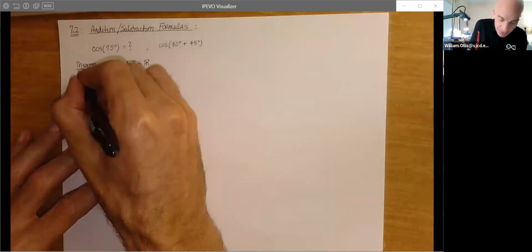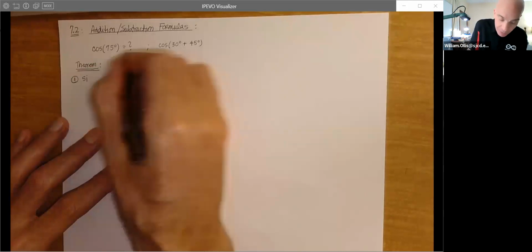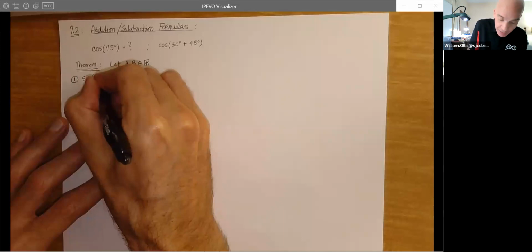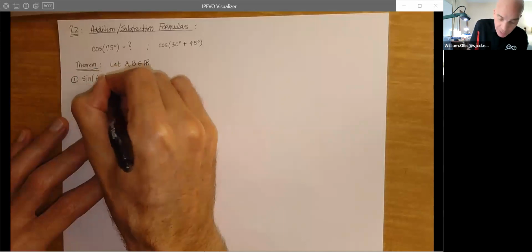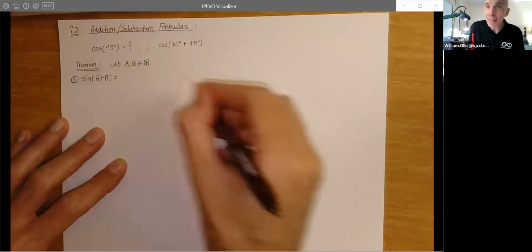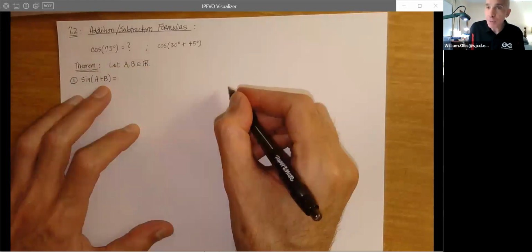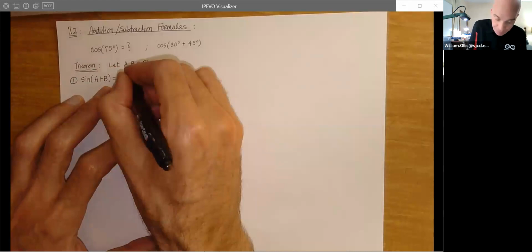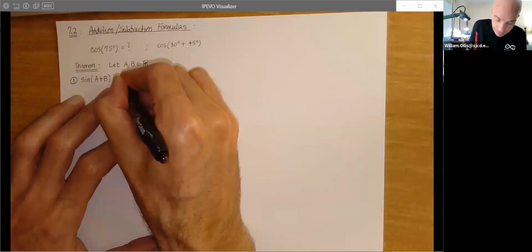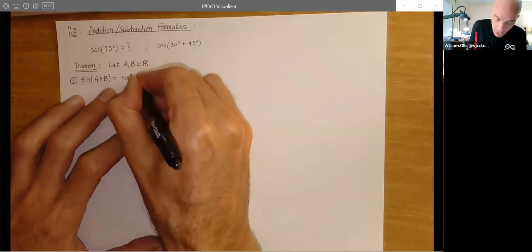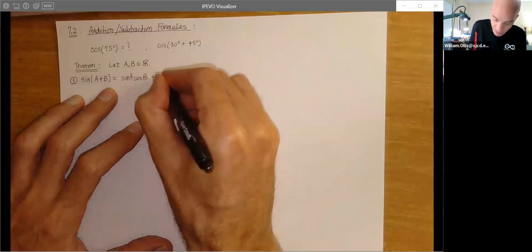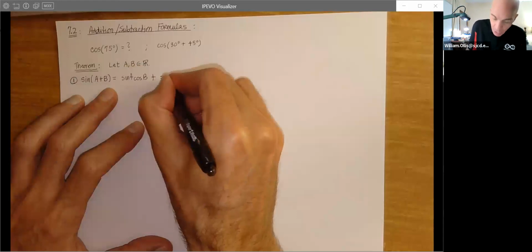Now, the first one, this is not going to be what we're going to prove. We're actually going to prove the cosine one, but I'm going to start with the sine. So we're going to have the sine of a sum. Unfortunately, this is not additive. This is not sine of A plus sine of B. It would be nice if it were, but it's not that simple. So we get sine A cosine B, and the way I write it, I just flip the arguments. Sine B, cosine A.